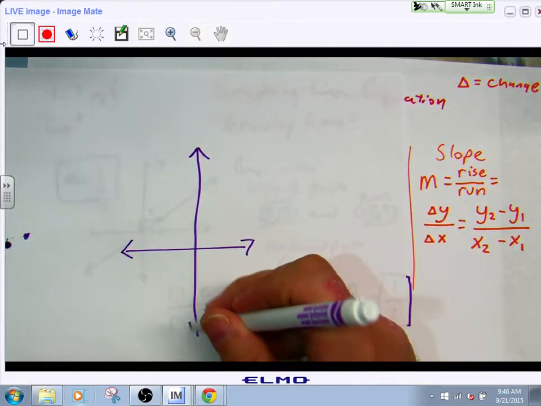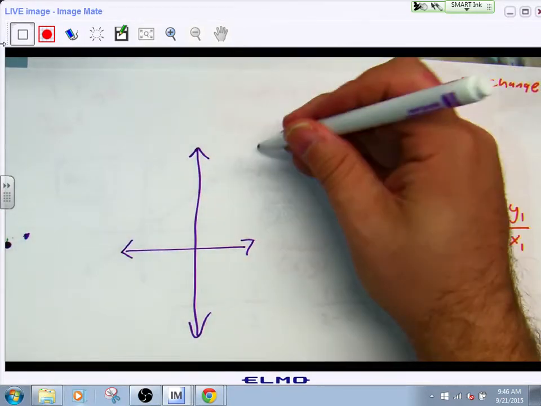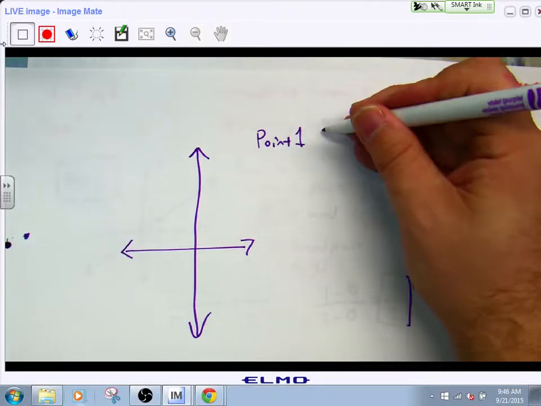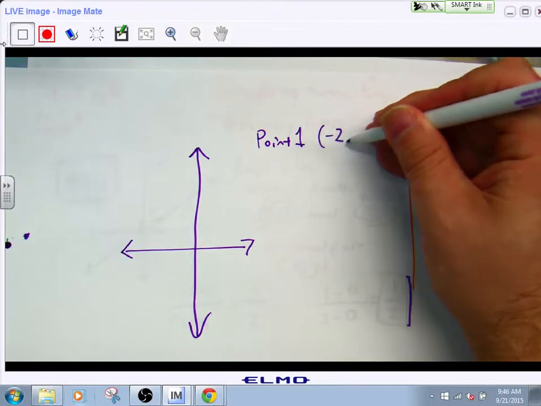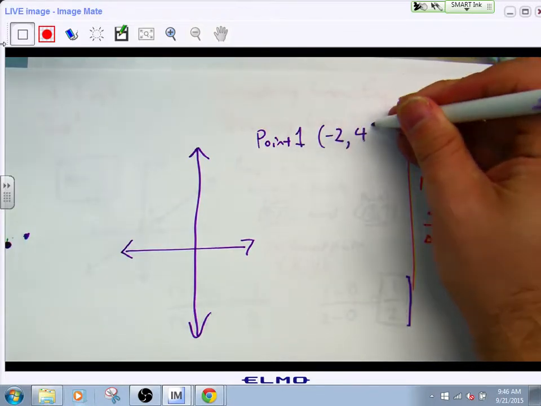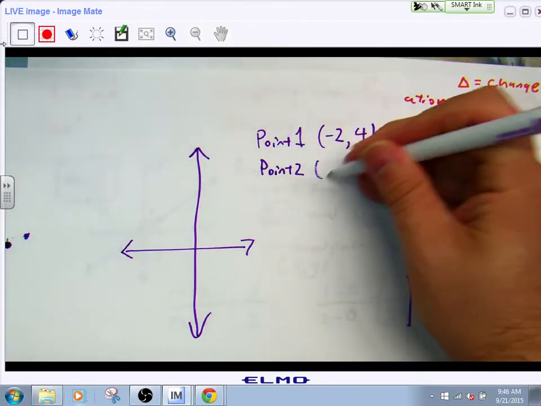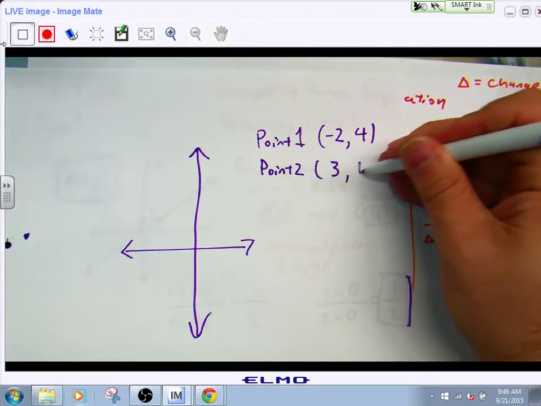Okay. I'm going to pick a couple of points. So my point 1 this time, I'm going to say is -2, 4. And my point 2, this time I'm going to say is 3, 1. Okay?